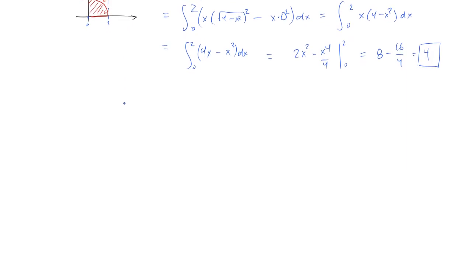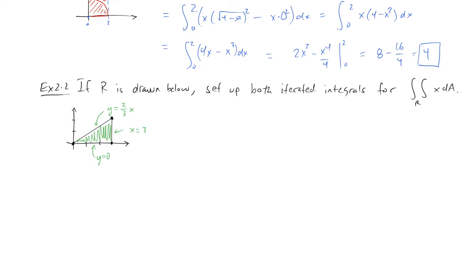Let's do another example. Okay, so we have this region, and we want to set up iterated integrals for this definite integral, and we want to set up both. So we want to do the order of integration both ways. So we'll go x dy dx, and then x dx dy.